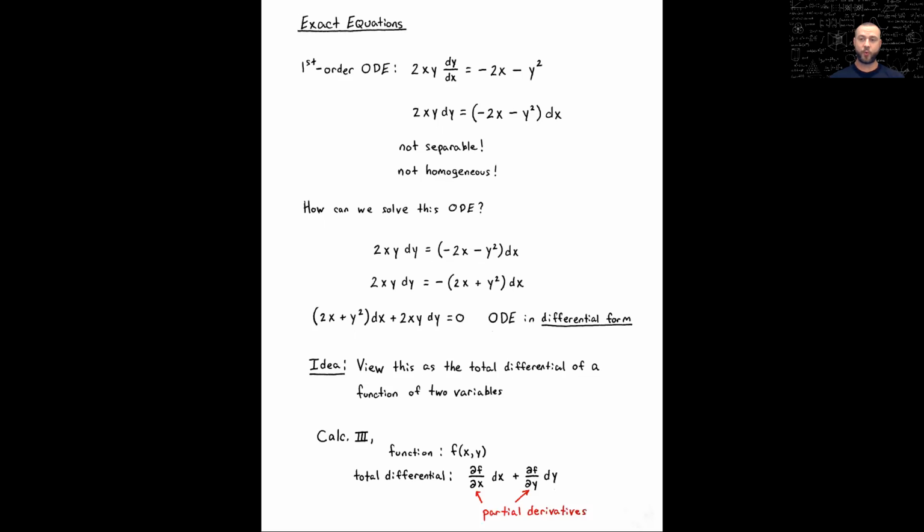All right, so just a quick background if you've completed multivariable calculus. If we have a function of two variables, the total differential involves partial derivatives. Partial derivative with respect to x and the partial derivative with respect to y. That's the topic we're going to use. Partial derivatives, we're going to review that as we're going to need it a little bit later in this lecture.